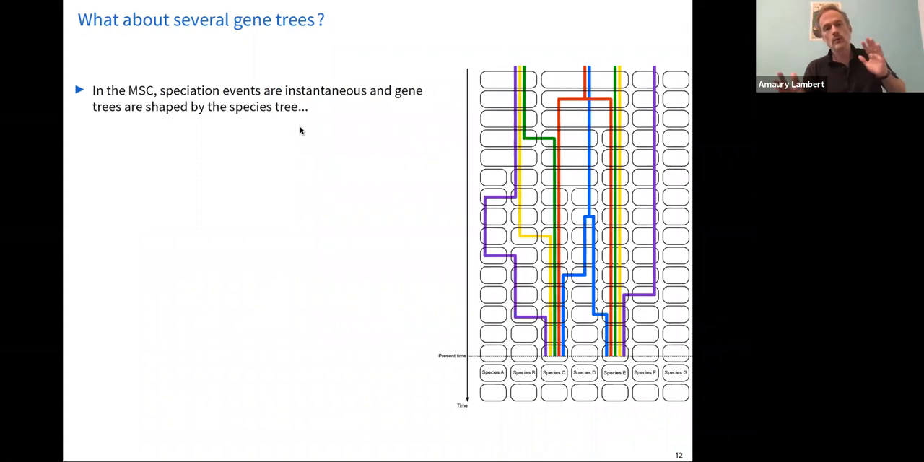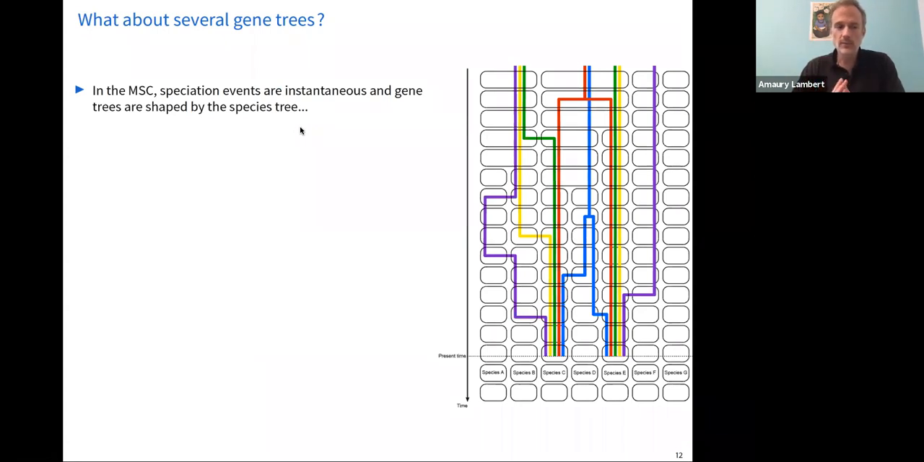So here, what did we have? We have a very general mathematical result characterizing the coupling between one gene tree and one species tree, right? So it's two trees, one nested into the other. So now what happens when you consider several gene trees at the same time?